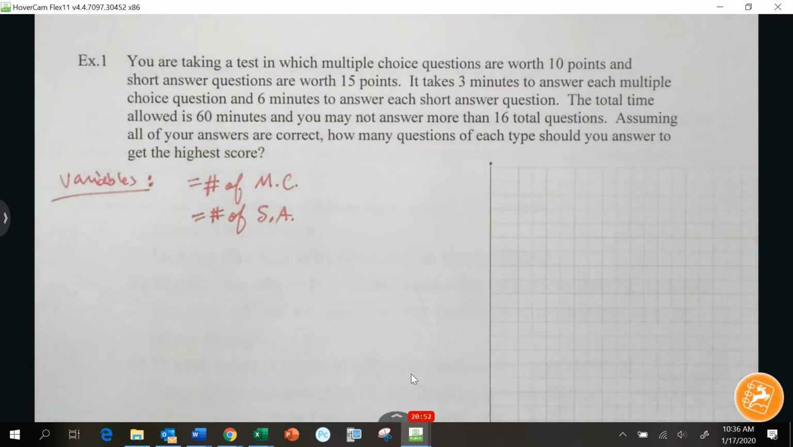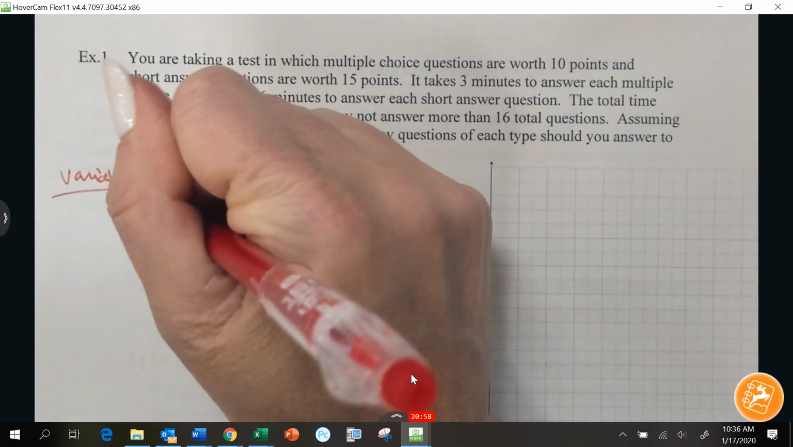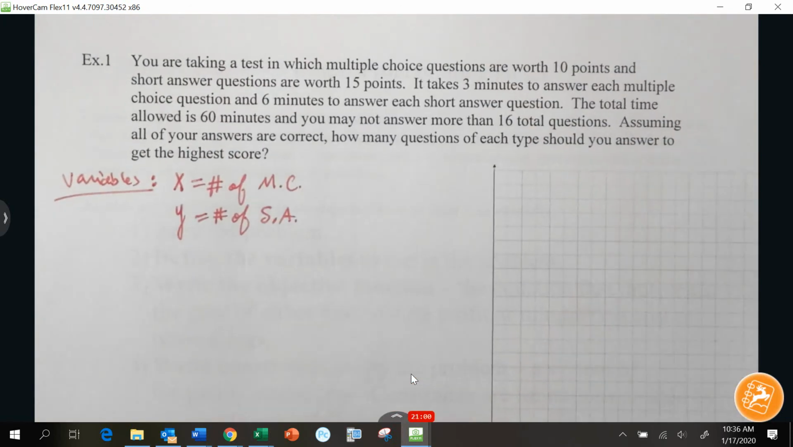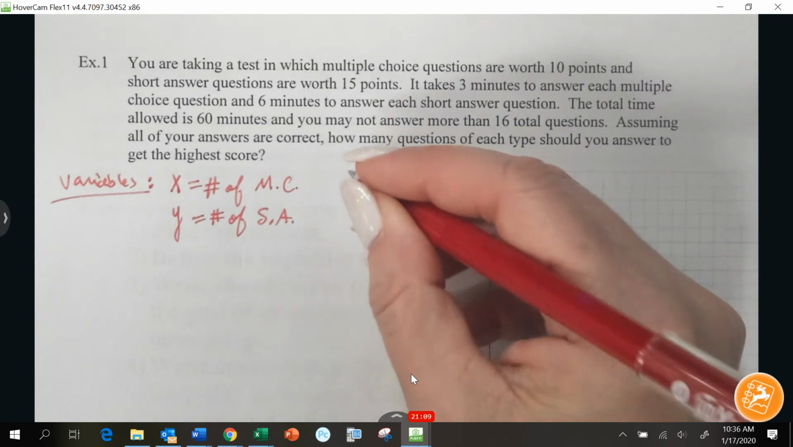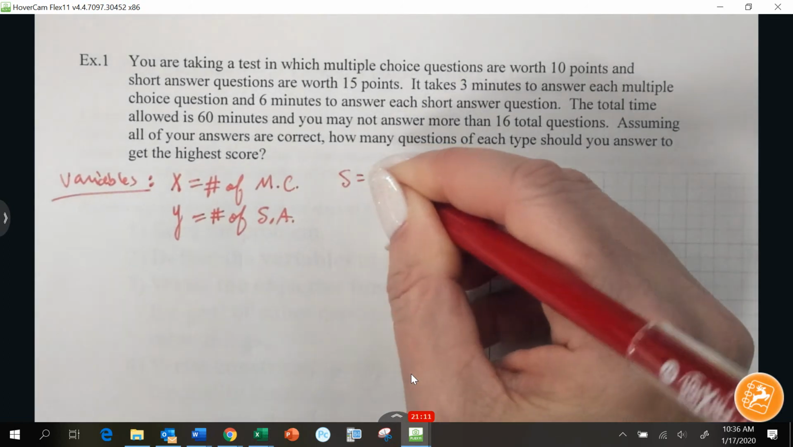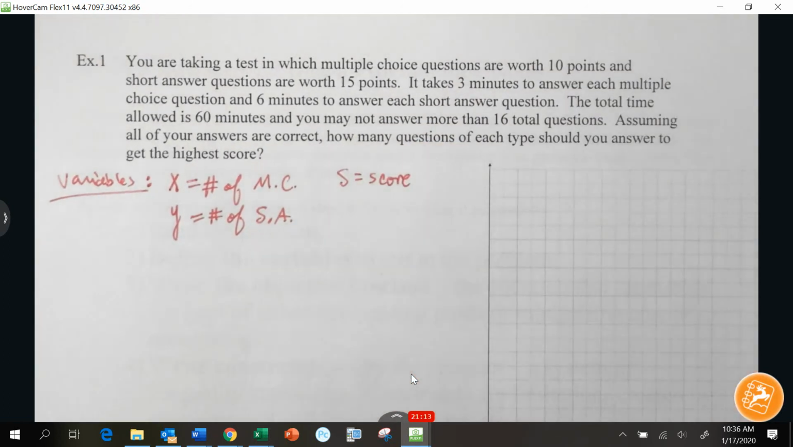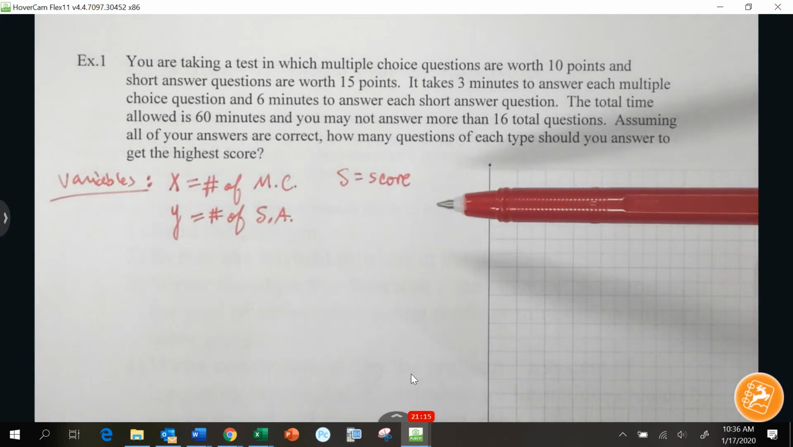So what should we call the number of multiple choice and the number of short answer? X and Y, sounds good. You guys can choose whatever letters you want. There's one more variable, something that could vary, and that is our highest score. So that'll be S. Now, the S is not highest score. You want the highest score. S is just score.